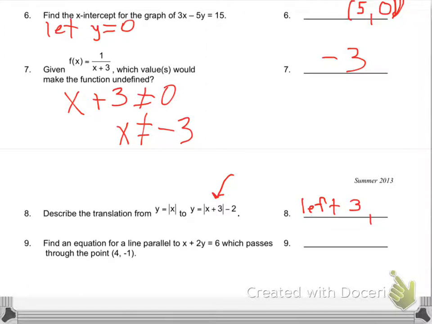And then we also have to look at this minus 2 value. This value is outside, so it's not with x, which means it affects the y value. And it's negative, so it goes down 2.